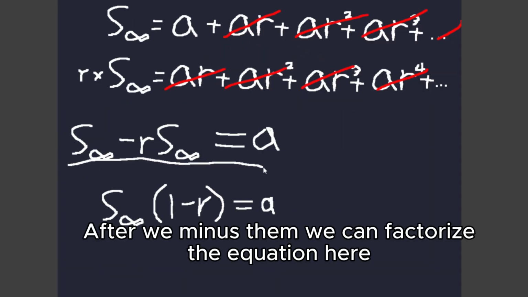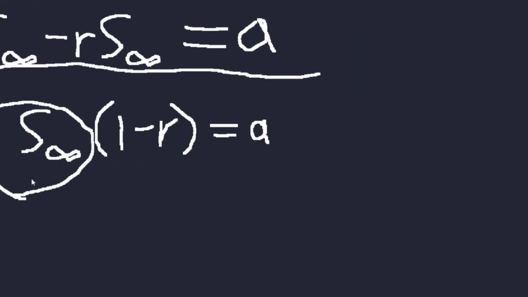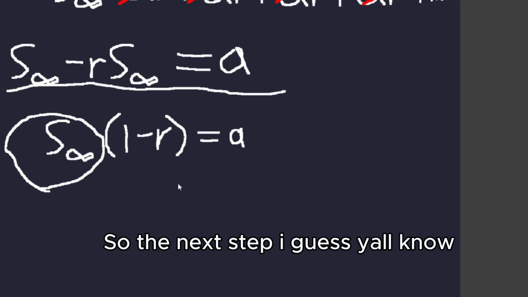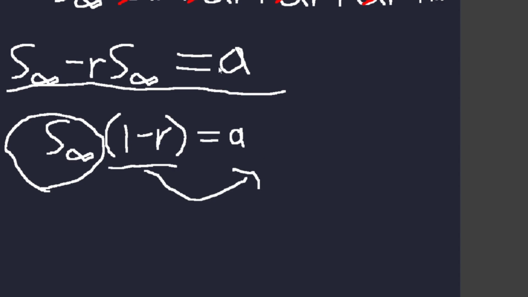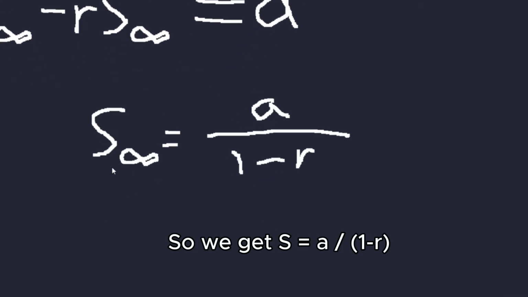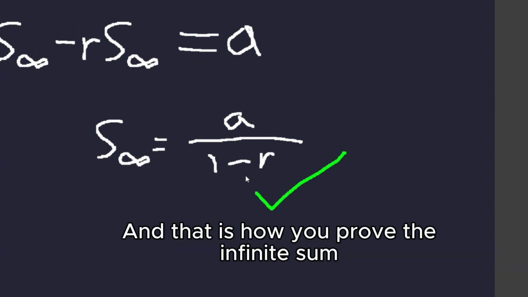After we minus them, we can factorize the equation here. Your infinite summation times 1 minus R equals to A. So the next step, I guess you all know, is that we pindah this thing here. So we get infinite summation is equal to A over 1 minus R. And that is how you prove the infinite summation.